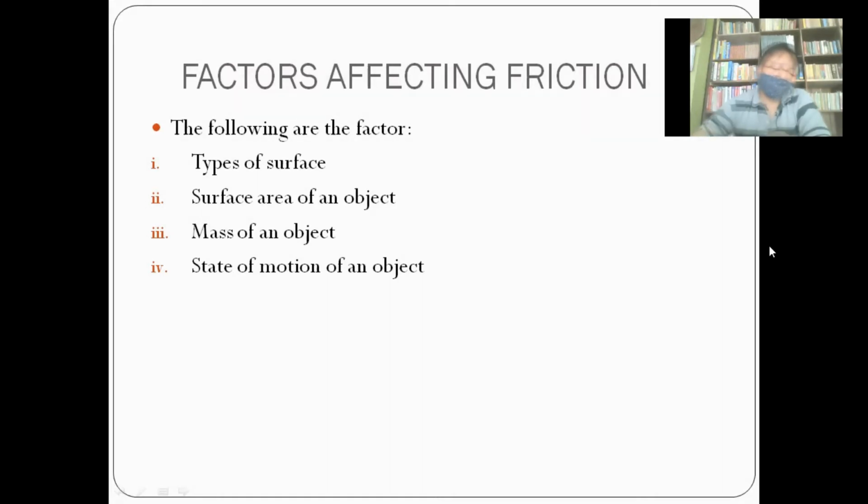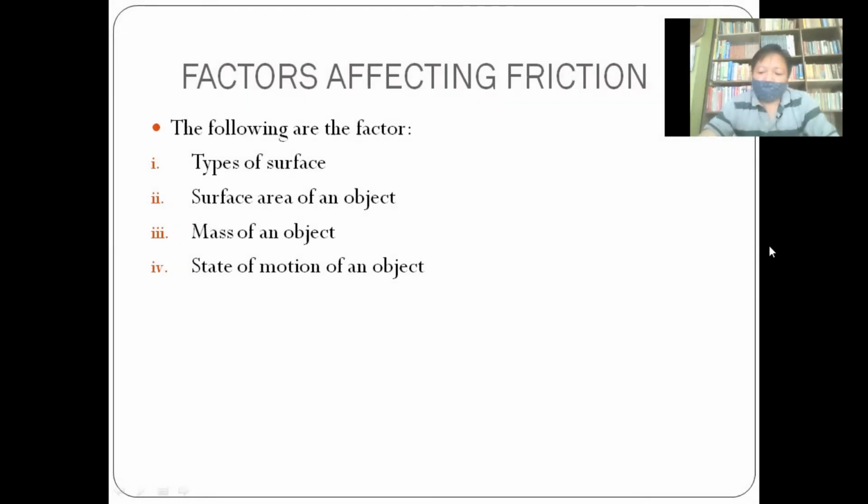And number two, surface area of an object. A circular object will produce rolling friction, which is much less than the friction produced by a rectangular or flat surface object. And number three, mass of an object. A heavy object will produce more friction than a lighter object of the same surface.